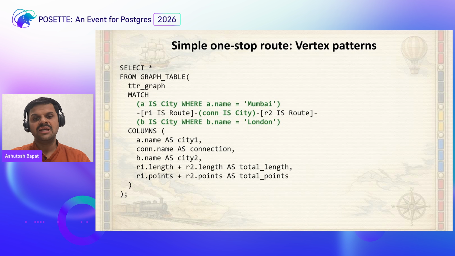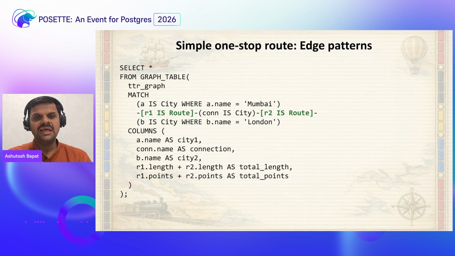In this case, a dot name equal to Mumbai for the first vertex pattern and b dot name equal to London for the last vertex pattern. So that specifies that the first vertex has to be one with name Mumbai and the last vertex in the path has to be one with name London. The stop can be any city. It cannot be a country. That we specified by giving the class in the form of a label.